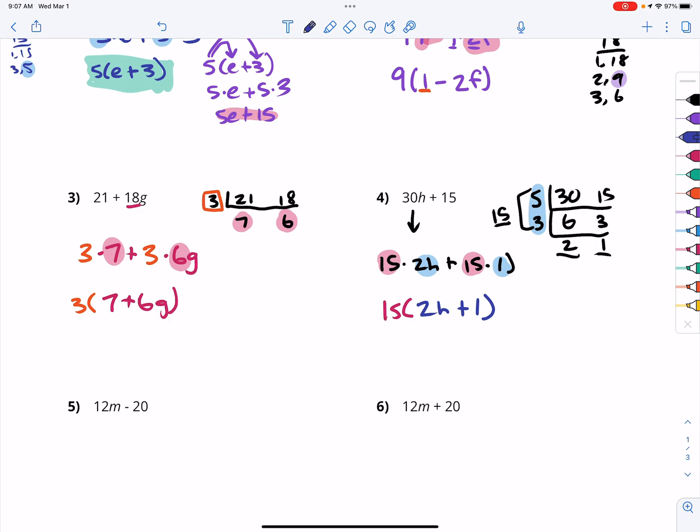And this one seems a little bit tricky to me, so I am going to rewrite it. And I do want to check to see, how did I do? So when I use the distributive property, I'm going to redo the distribution. 15 times 2h plus 15 times 1, 30h plus 15. And that matches, so this does check out.